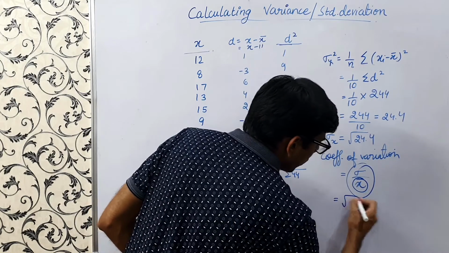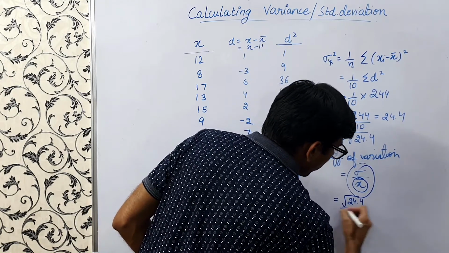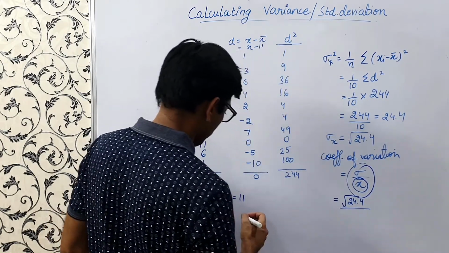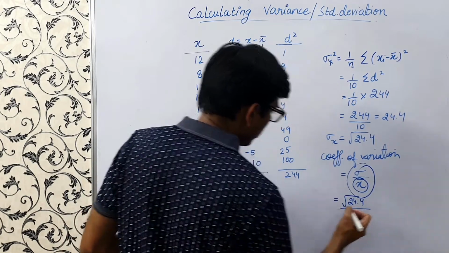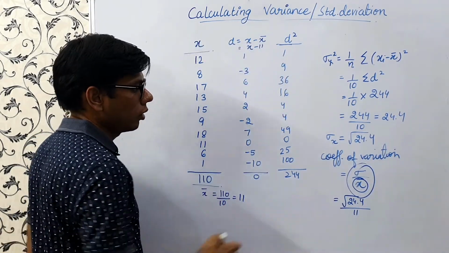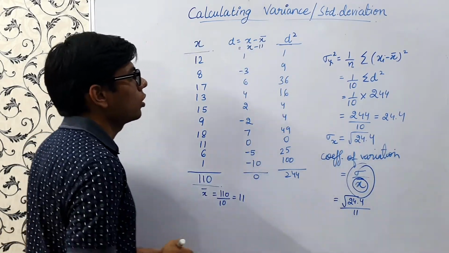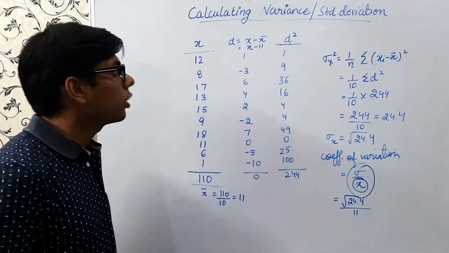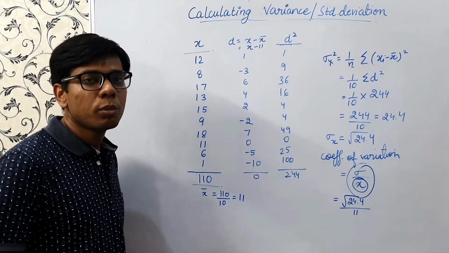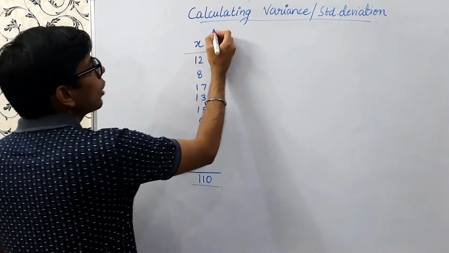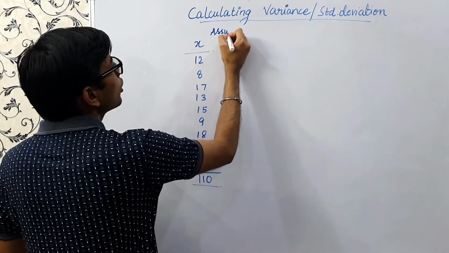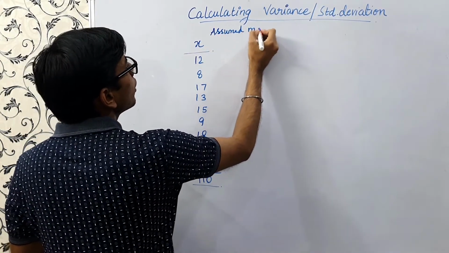So here if we calculate, it would be the standard deviation upon 11, since our mean is 11. So this would be the coefficient of variation. Now we'll calculate the variance using the assumed mean method.